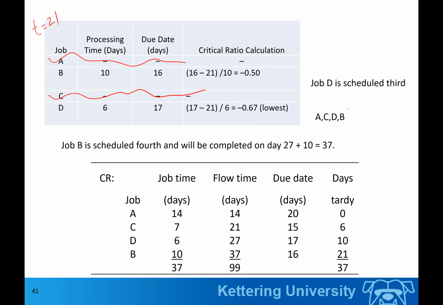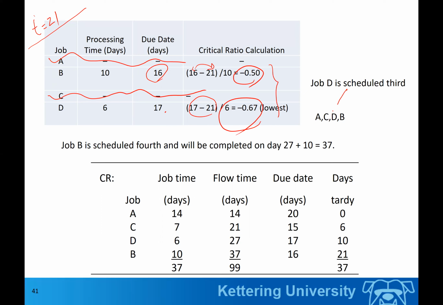So I'm at time 21. I know that the due date of this job was 16. So 16 minus due date, pay attention to the order, always the timestamp minus due date, divided by the total available time will give you the critical ratio of negative 0.5. And again, I'm at time 21, 17, the due date minus 21, it means I'm already 4 days late, divided by 6 will give you negative 0.67. So mathematically, which one is smaller? It seems that this value is smaller.